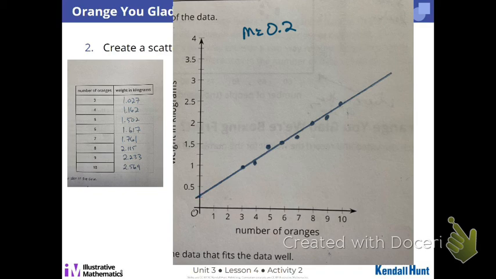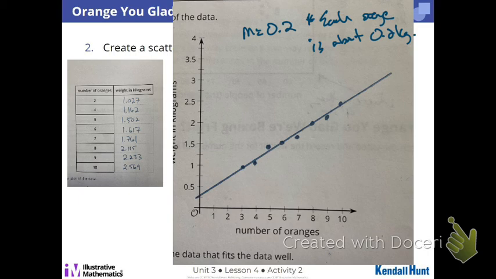Okay. So the next question with that slope of 0.2 was, what does that mean in context? What does the slope of 0.2 mean in context of our situation then? Emmett? It means that with each orange, the box usually goes up 0.2. Each orange is about 0.2 kilograms, right? That's what that means in context. We add an orange, there's about 0.2 more.